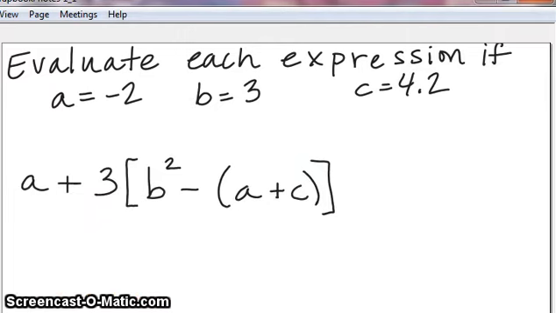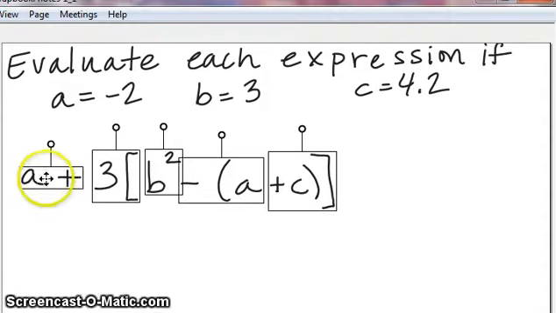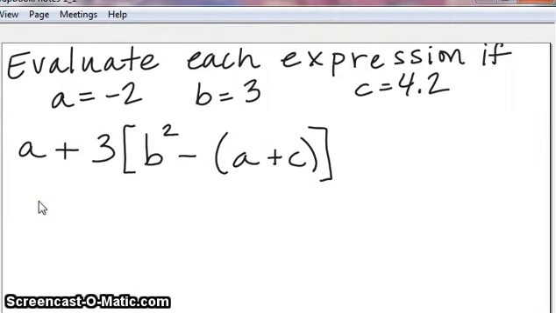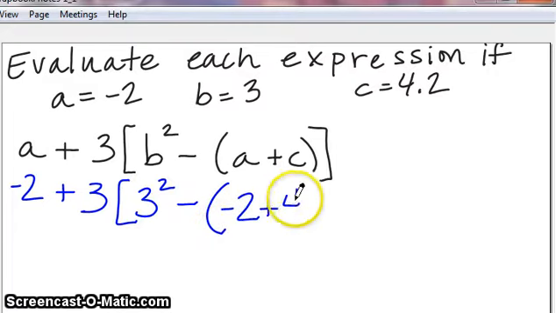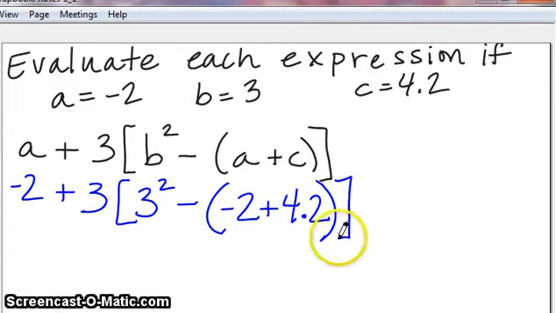The second problem. Our A is negative 2, our B is a 3, our C is a 4.2. So, negative 2 plus 3, a bracket of the group, 3 squared minus A, negative 2, plus C, which is 4.2. Now, parentheses and closing with a bracket.